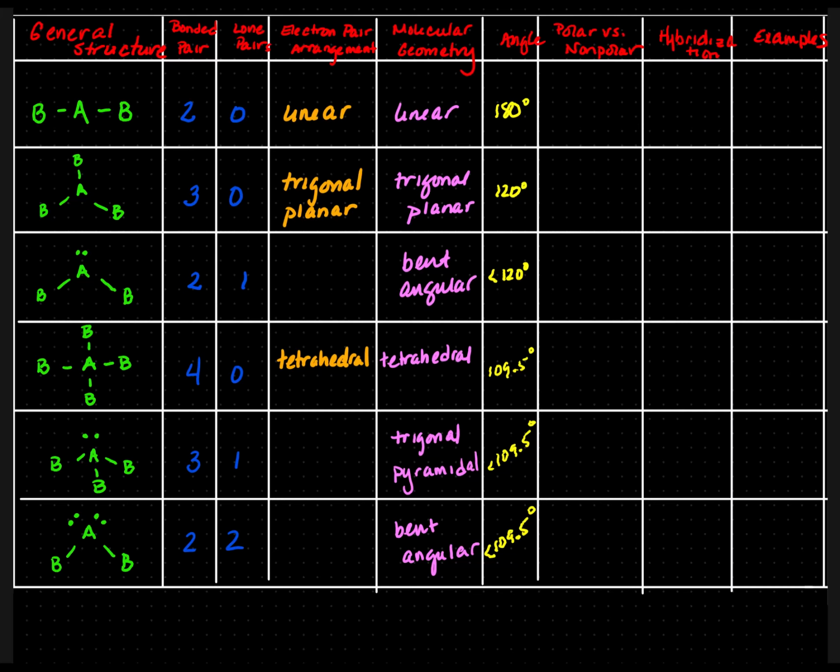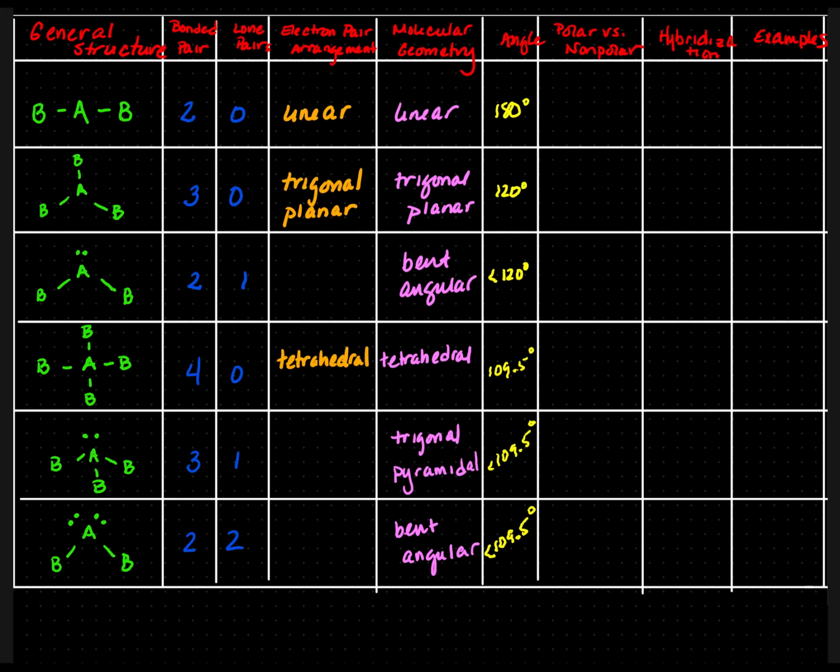When the bonded pairs and the lone pairs are 4 and 0, that is tetrahedral. Since there is no lone pair, molecular geometry is also tetrahedral. The angle is 109.5 degrees. When we have 3 bonded and 1 lone, the electron pair arrangement is still tetrahedral because they add up to 4. The lone pair pushes the bonded pairs closer, so the molecular geometry is trigonal pyramidal or trigonal pyramid. The angle will be less than 109.5.